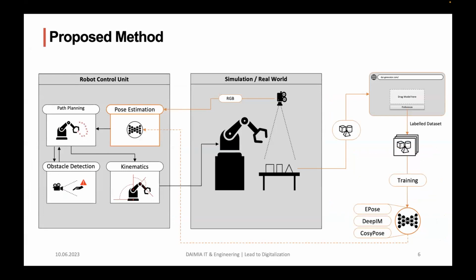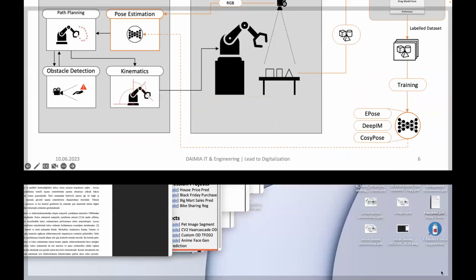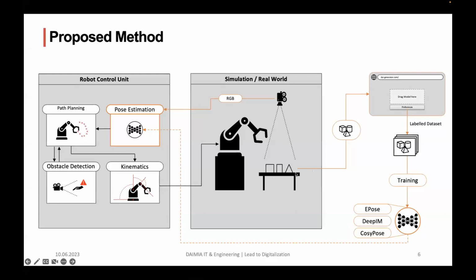So we have a model use case. We work on this use case with a few stakeholders here in Turkey and in Germany, and we propose a platform in which we have a robot that is going to pick a few parts, and these parts have to be estimated in pose in 6D.